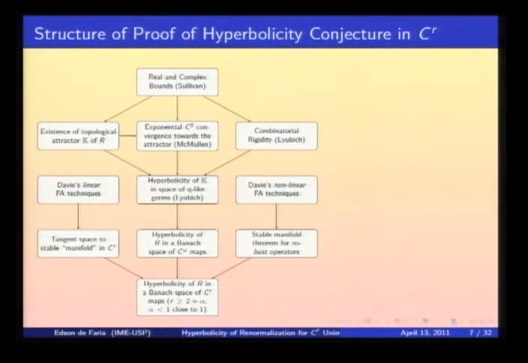And once we have that, we can combine this with some very interesting techniques by Davy, coming from functional analysis. There's a linear part, and there's also a nonlinear part. The linear part of Davy's techniques allows us to define what the tangent spaces to the stable sets in C^r are, what are the natural candidates for that.